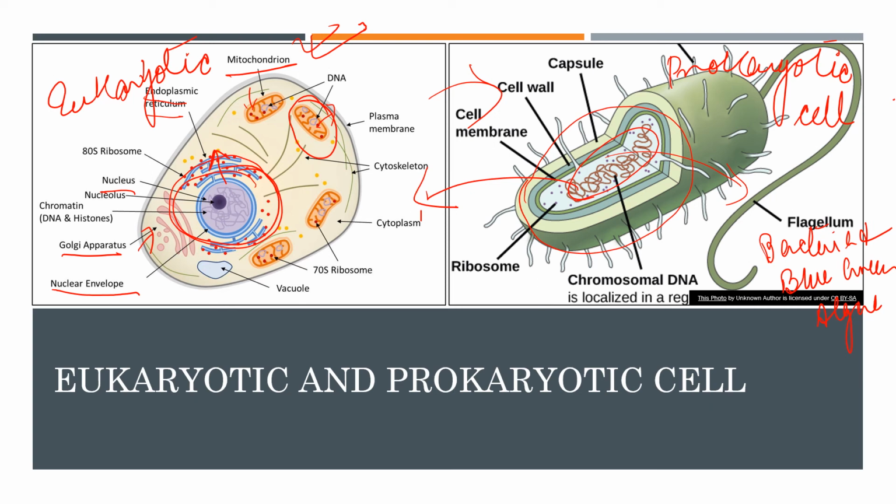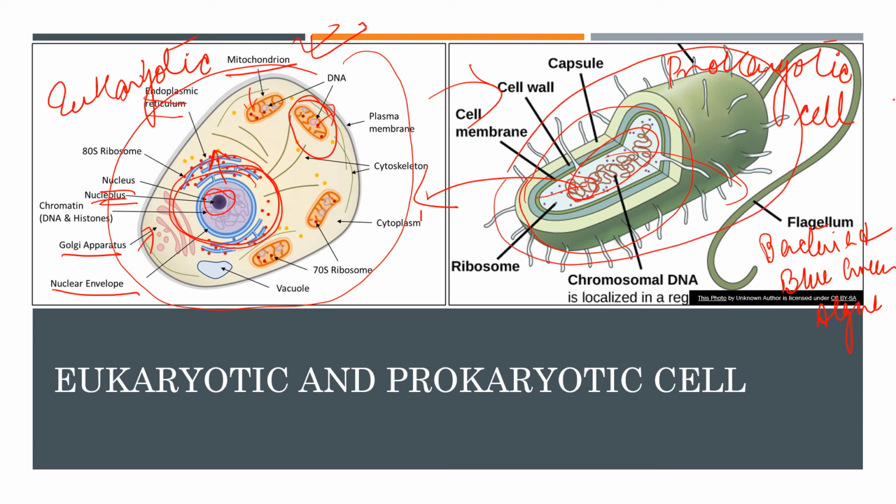Now, the nucleolus which is present in the eukaryotic cell is never present in the prokaryotic cell. It's not present here. And the membrane bound organelles, here we can see many membrane bound organelles in this cell, whereas these membrane bound organelles are absent in this prokaryotic cell.